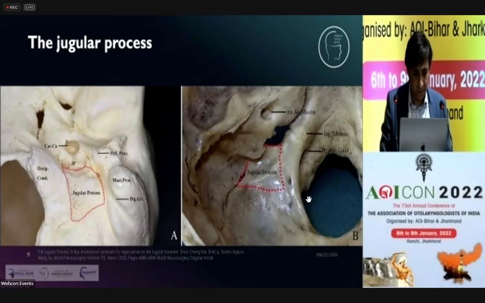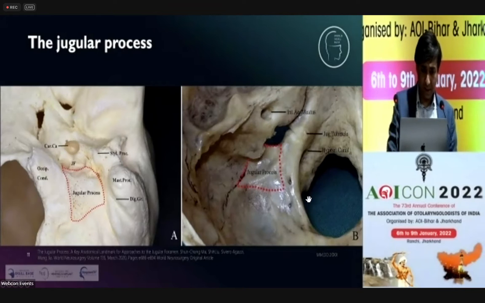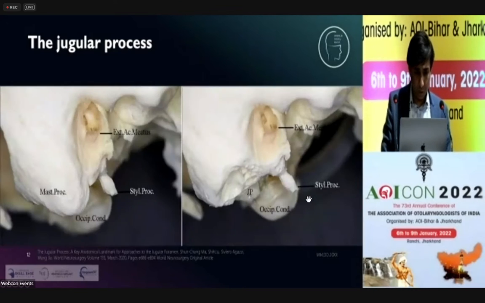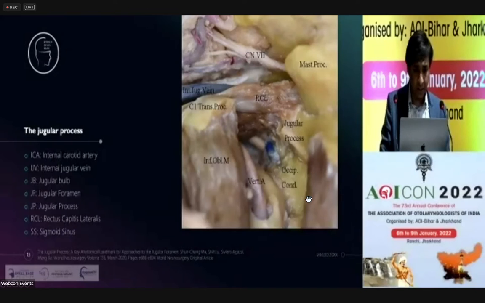So you need to release this, because the posterior parts of the tumor are around the area of the jugular process. So this is the jugular process intracranially, between the mastoid process and the occipital condyle. It's a part of the occipital bone, by the way. So this is the mastoid process. You drill the mastoid process, and the bone medial to it is the jugular process, going all the way up to the occipital condyle. This is one of the processes that's very important to identify.